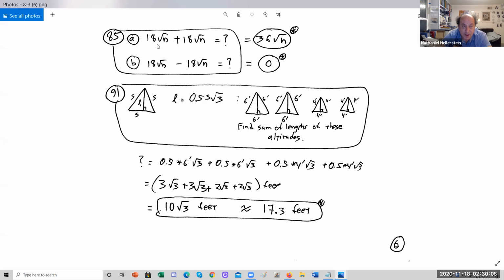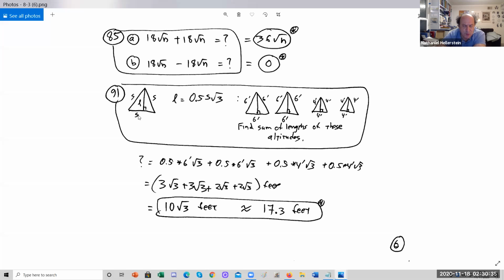All right. Here we have two like problems. 18 root n plus 18 root n. Well, these are the same thing twice. Twice 18 is 36. So you get 36 root n. 18 root n minus 18 root n. Well, a number minus itself is always 0. So that's that. Now here we have a problem involving triangles.